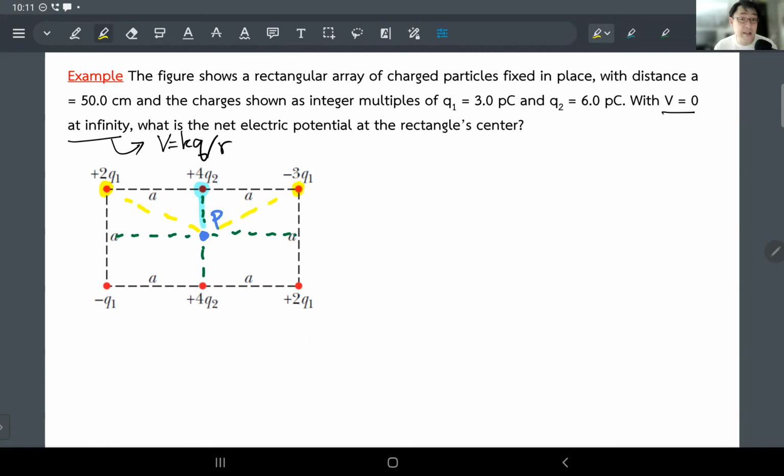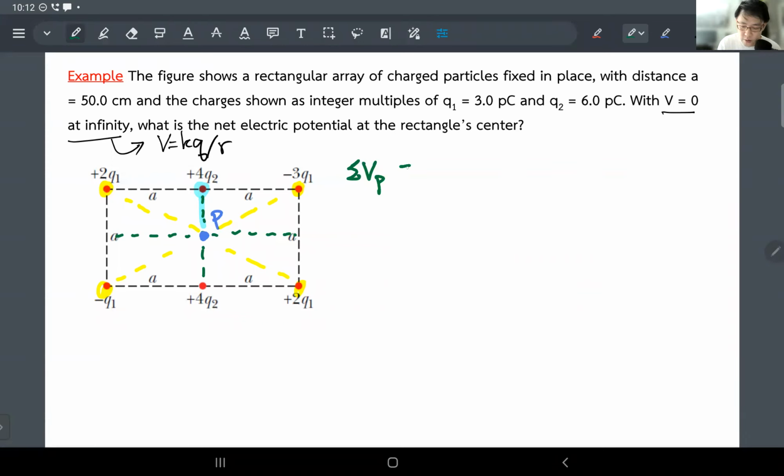But we already learned from experience that those charges at the corners stay at the same distance from point P, since it's the diagonal. So all those 4 charges at the corners are at the same distance from point P. So why don't we just take these 4 and calculate them first? I'm going to take the potential from those 4 charges at the corners included here. So let's do that first. The net potential at P, it's just V at P.